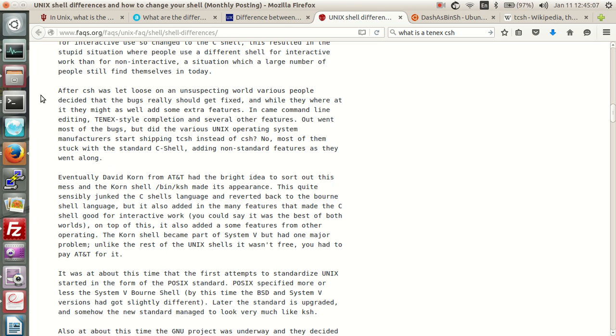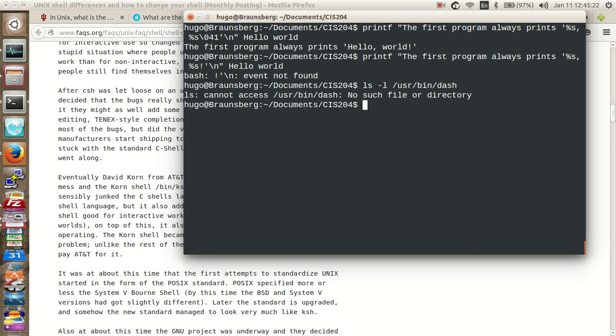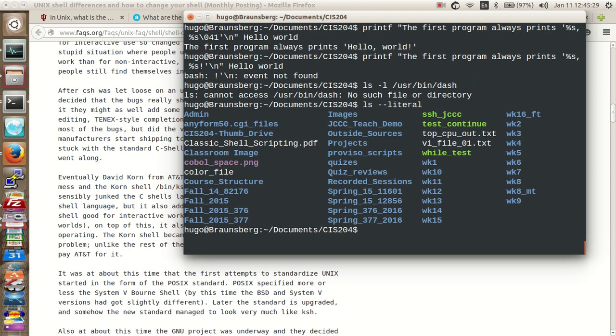Let me go back to this and see if I can find some things. So, /usr/bin/ls, dash literal. Okay, interesting. You see what happened is that the typing occurred real fast, didn't it? Dash and then literal. It happened very quickly.